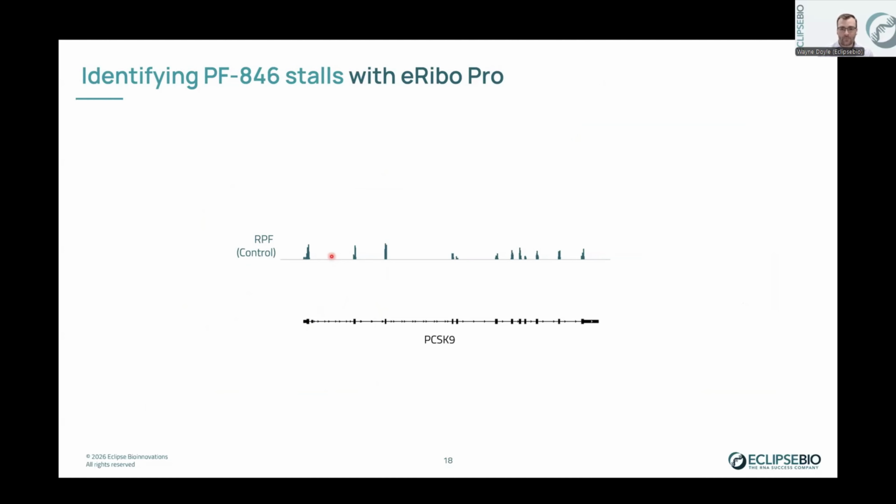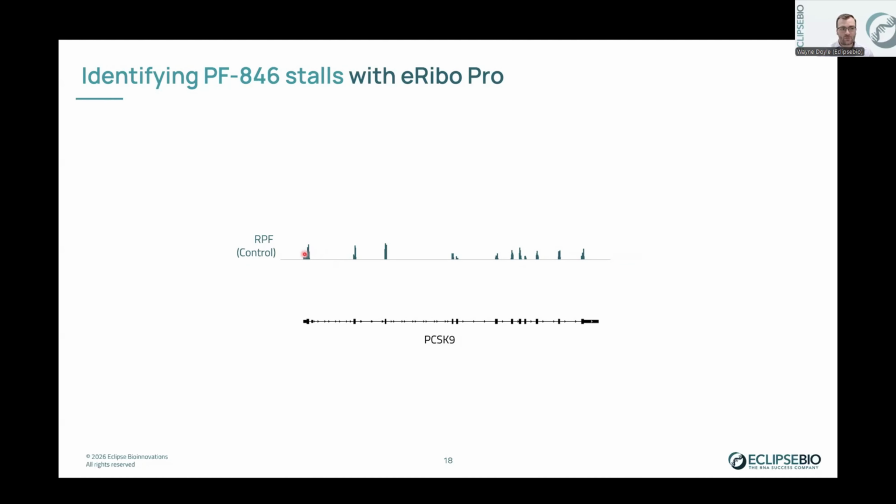track. At the bottom is the gene PCSK9. The thin lines, again, are introns. The thick rectangles are exons. And the thinner rectangles at the end are the UTRs. And I'm first showing the data for ribosome-protected fragments, so the RNAs that are directly within the ribosome complex.